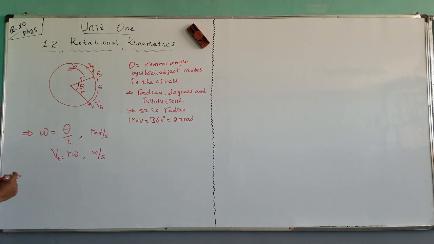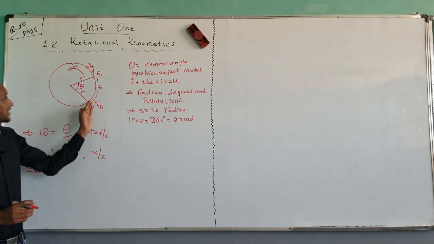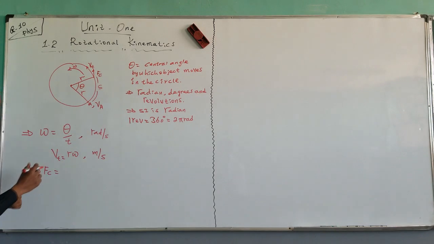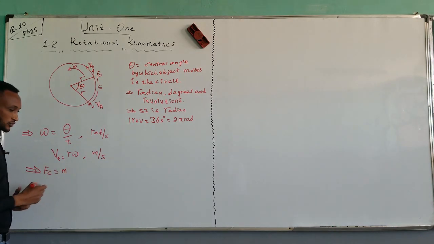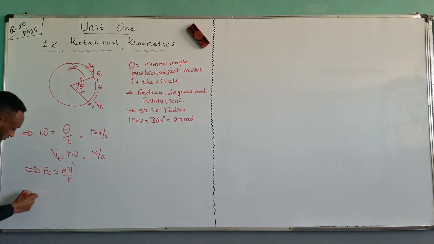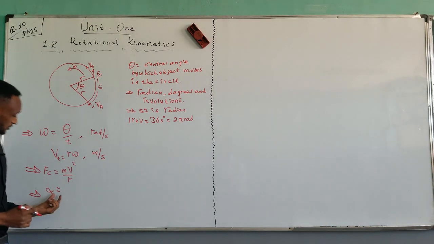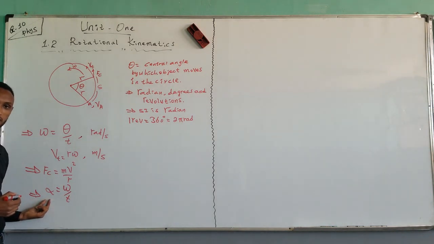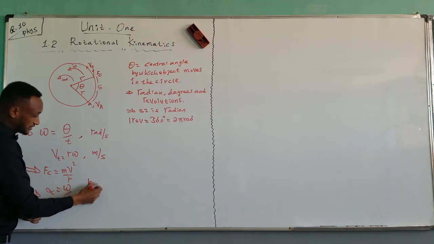The next one is the centripetal force. Centripetal force is the force needed for objects to move on this curved path or arc length. It is represented by the mass of the object times the tangential velocity squared over the radius of the circle. The other one is the angular acceleration. It is represented by the Greek letter alpha. The rate of change of angular velocity with time is the angular acceleration. Its SI unit is radians per second squared.